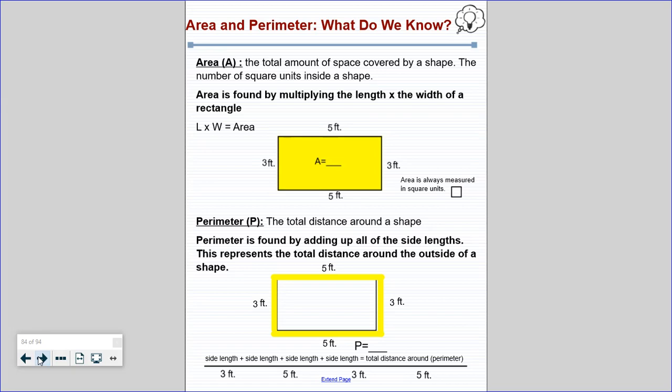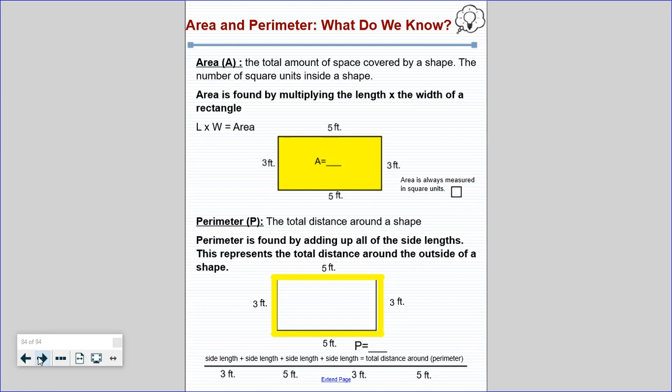So let's review area and perimeter. Yes, this slide might look familiar. We did the same one yesterday. We like to see things lots of different times so we can make sure and learn it well. So what is area? Area is the total amount of space covered by a shape. It's the number of square units inside a shape.